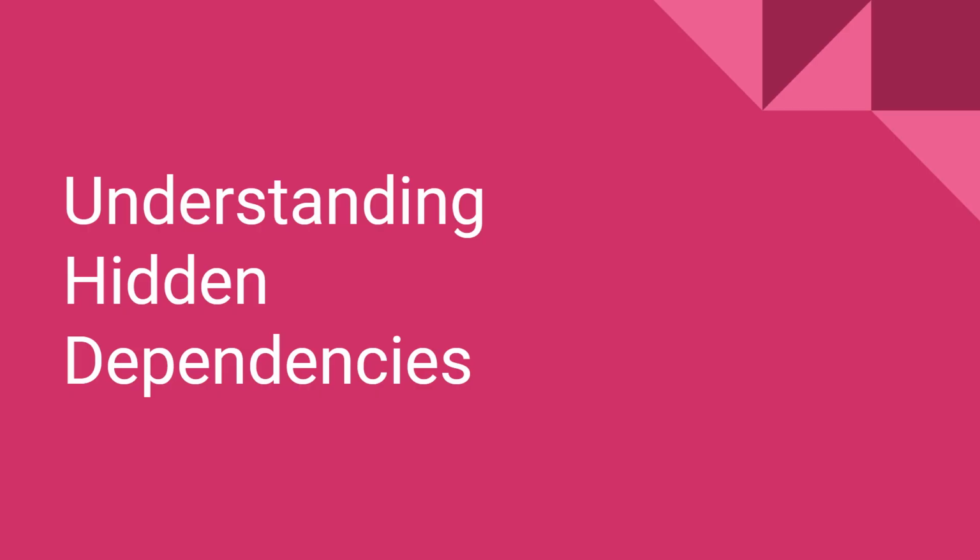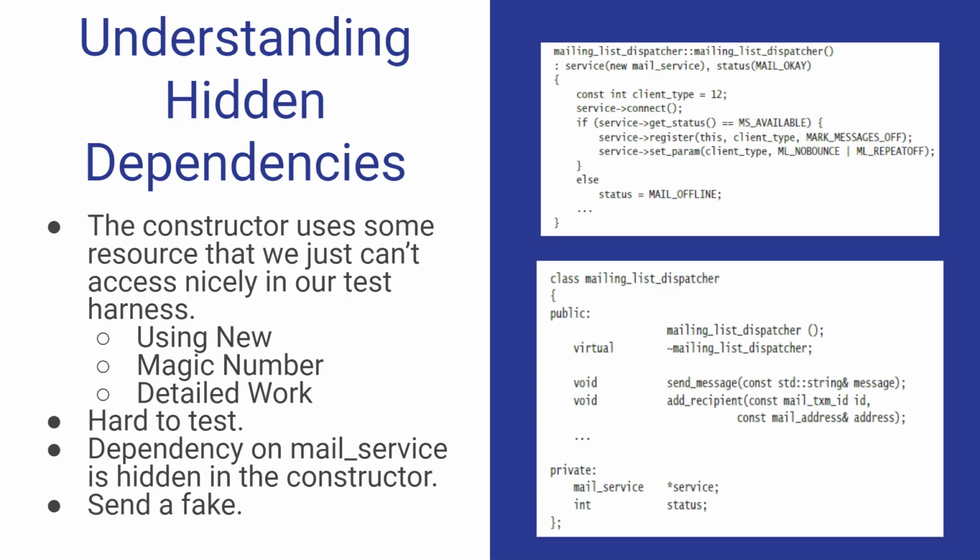All right, understanding hidden dependencies. Hidden dependencies are those that are not obvious from the surface but exist within our code base. They often lurk within the constructors, making it challenging to identify and manage them effectively. These dependencies can hinder our ability to maintain and test our software properly, leading to potential issues down the line.